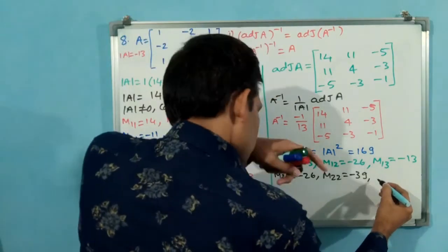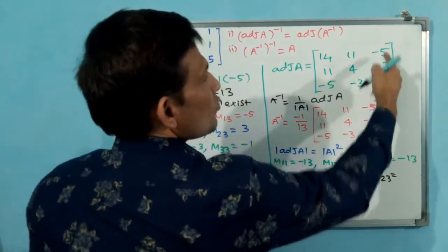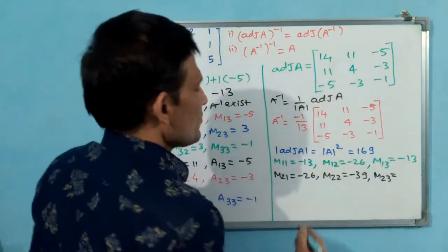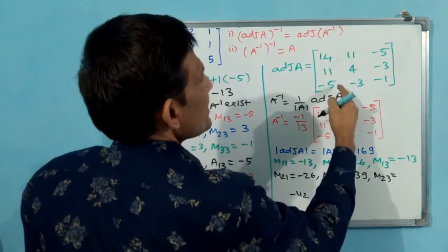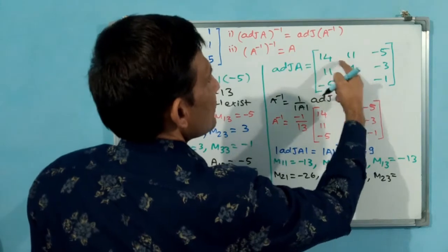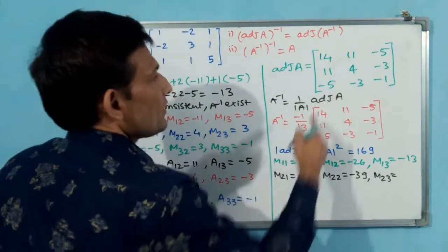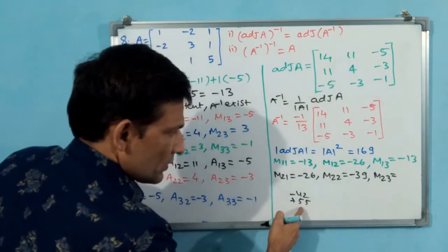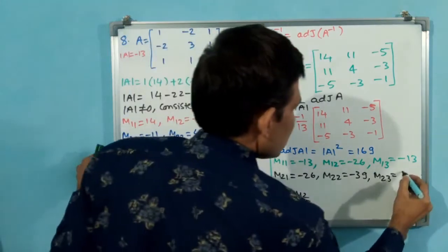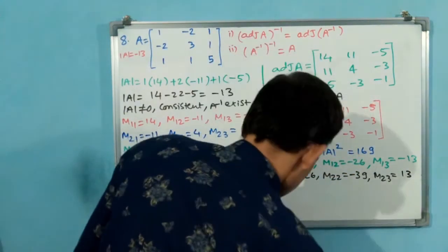Okay, then M23. M23 means you are closing minus 3. If you close minus 3, 14 3s are 42, minus 42 and minus 55. No, plus 55, sorry, minus of minus is plus 55. See, 55 minus 42 is 13. Okay?